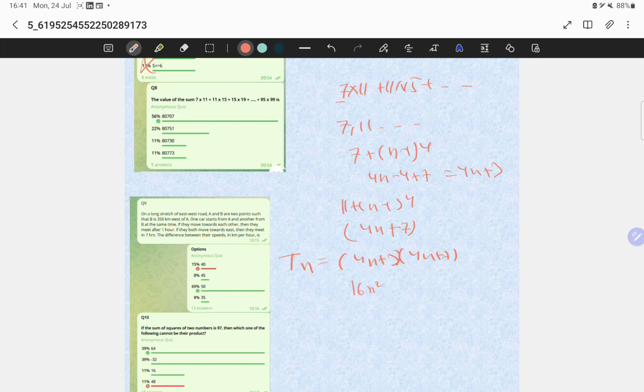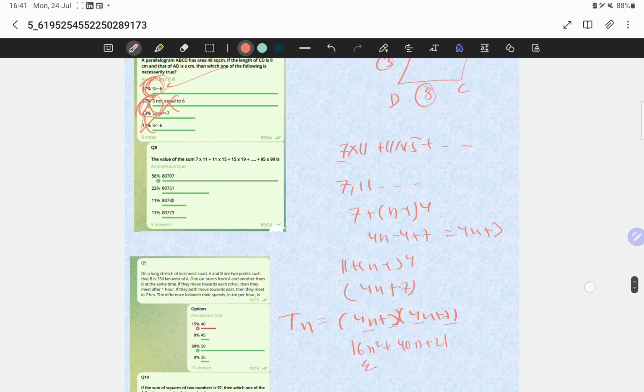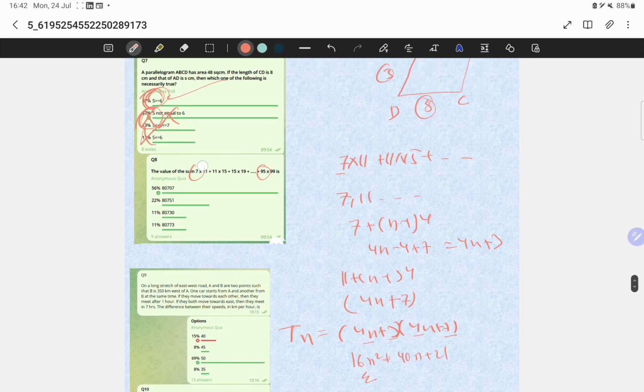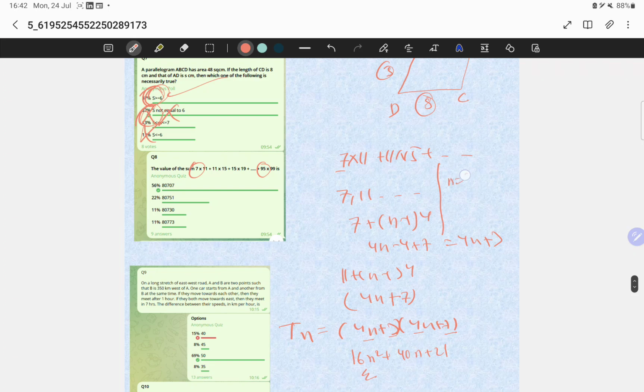So 16n square, plus 4 times 7 is 28 and 4 times 3 is 12, so 40n, and 7 times 3 is 21. Just apply summation and put n. N is how much? N is from 95 to 7, so n equals (95 minus 7) divided by the common difference 4, plus 1. Just put n in this. This will be 23, I guess, because 88 by 4 is 22, plus 1 is 23.